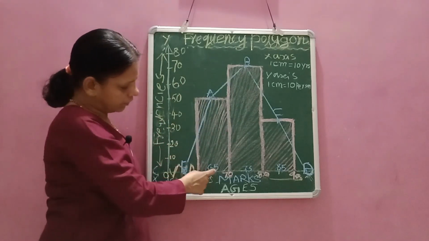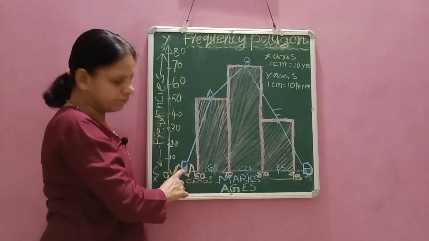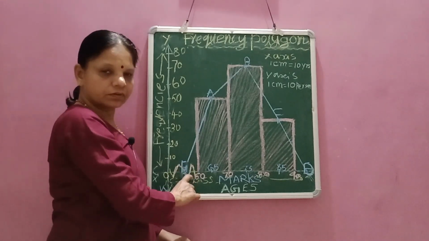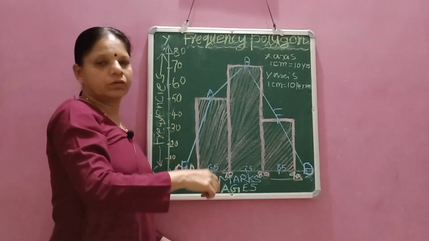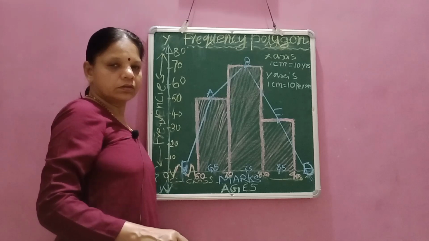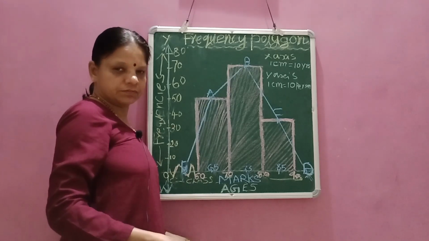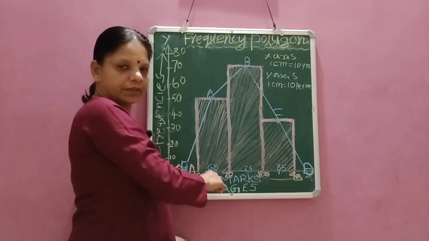Similarly, here 65. So here E will be 55. This you have to join. Why do we have to join this? Then only we will get the shape of a polygon. You have learned what a polygon is. It is a closed figure formed by joining line segments. So we got a polygon shaped graph.